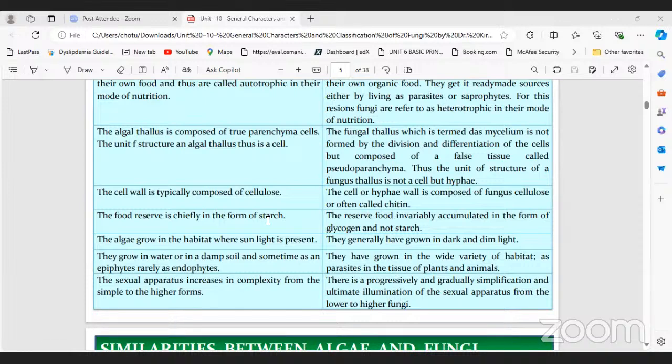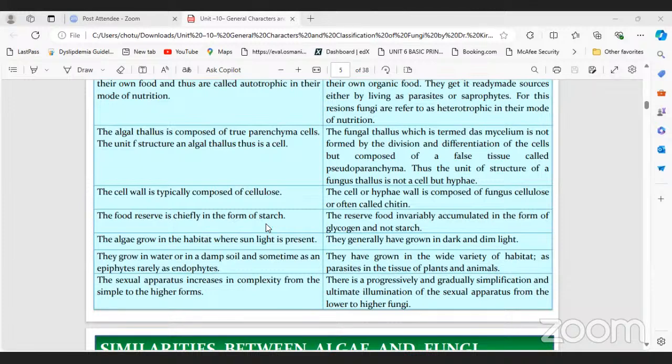Okay. Coming to the food material. Here, the food material in algae is chiefly starch. In algae, you can observe starch is commonly represented. But in fungi, the reserve food material is invariably accumulated in the form of glycogen dots or non-starch material. In fungi, what reserve food material is there? Glycogen dots or non-starch material.